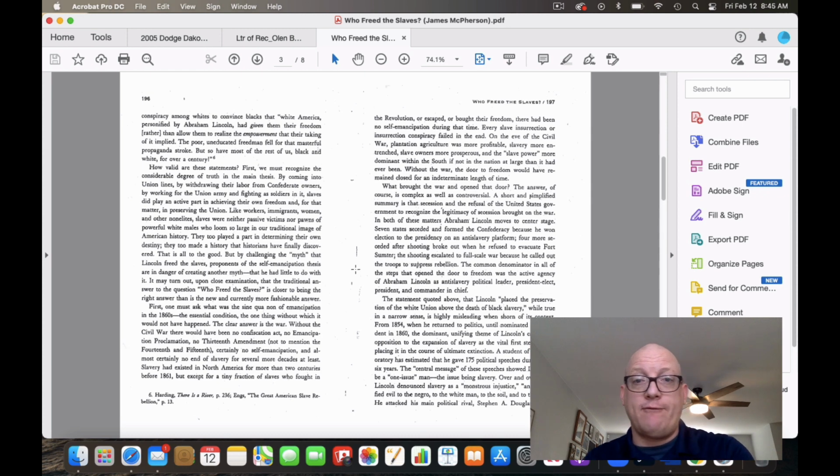By the way, let me point, before I jump over to this paragraph that says what brought the war and what opened that door, look what he says right here. Slavery had existed in North America for more than 2 centuries before 1861. But except for a tiny fraction of slaves who fought in the Revolution, or escaped, or bought their freedom, there had been no self-emancipation during that time. Okay, so this is him kind of taking a shot, so to speak, at the self-emancipation thesis, right?